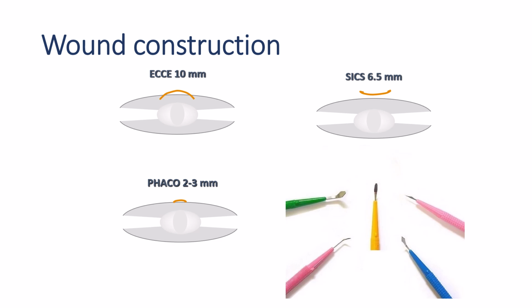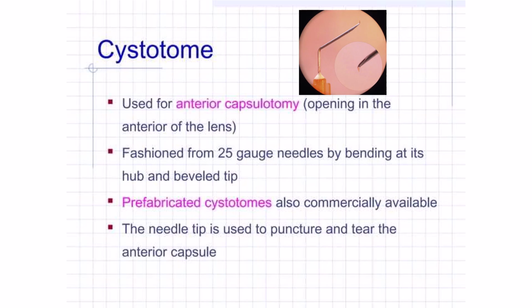This is by ECCE here, I mean conventional ECCE. So this is a tunnel, okay? It is a triplanar tunnel, which is self-sealing in nature. That is the classical feature of SICS. So these are some blades used to make these incisions. The blunt ones are known as the crescent, and the pointed ones, which are diamond shaped, are known as keratomes. And also there are side port blades, which are angled blades.